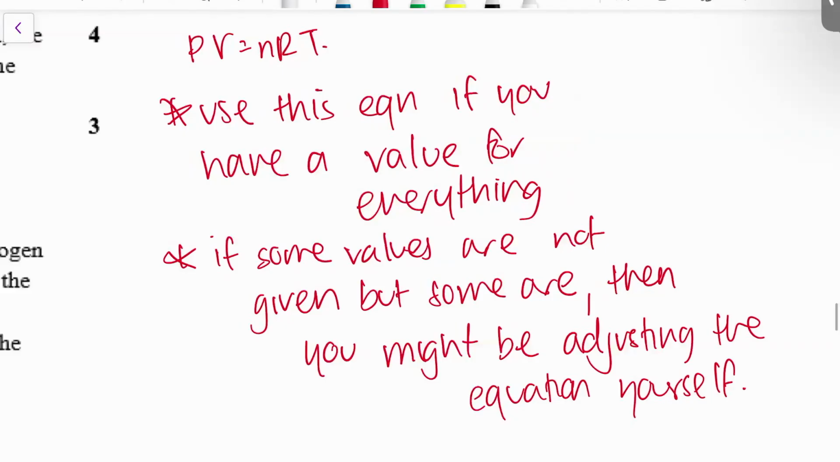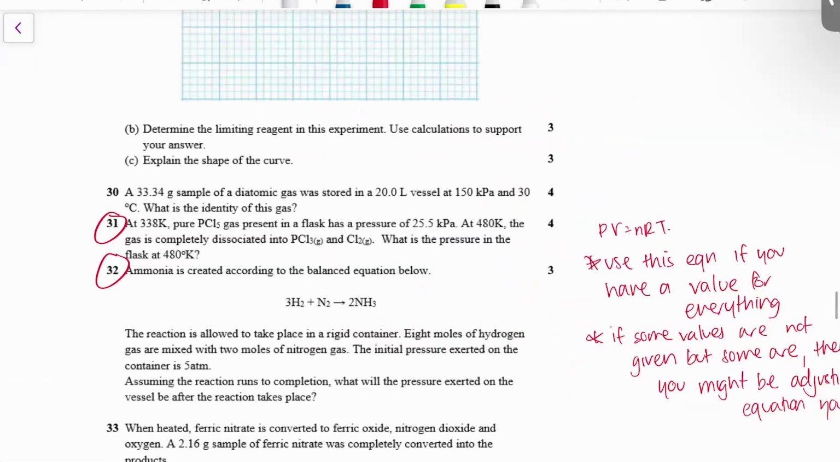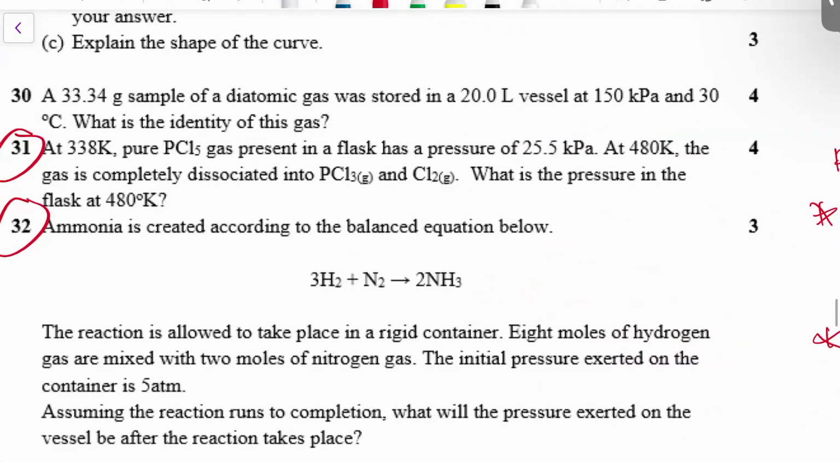Now, I need you to go back and look here. Temperature's given twice. Pressure is given once, but they ask you for pressure at another point. So it's like pressure and temperature at point one, and then pressure and temperature at point two. Hopefully that sounds very similar because you remember your Boyle's law, P1V1 is equal to P2V2. It's the same thing, but at two different spots. So this is sort of the same vibe.